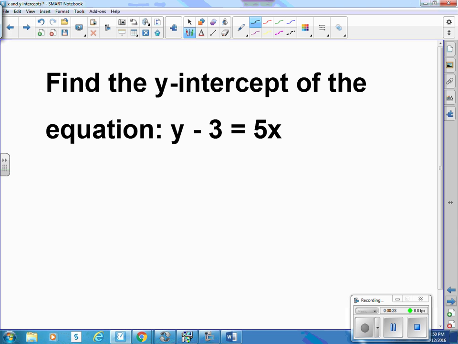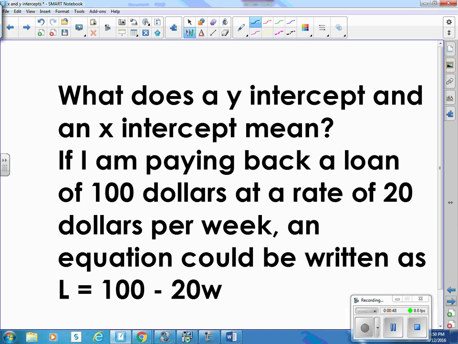And well, the y-intercept, let's add 3 to each side. So that's 0. So y equals 5x plus 3. So the y-intercept is 3. Okay, so we can rearrange the equation to get it to look like y equals mx plus b. Y equals the slope plus the intercept. But what does the y-intercept mean?